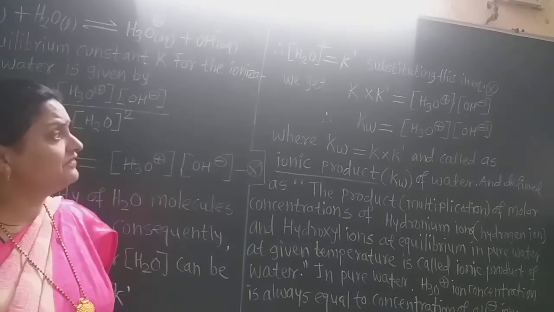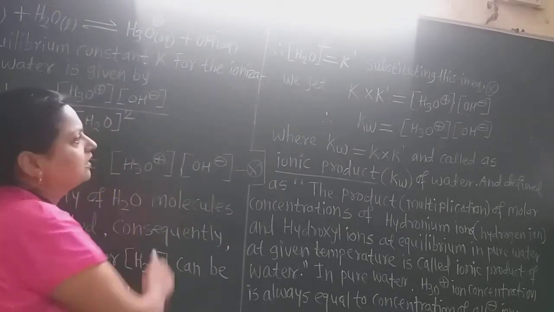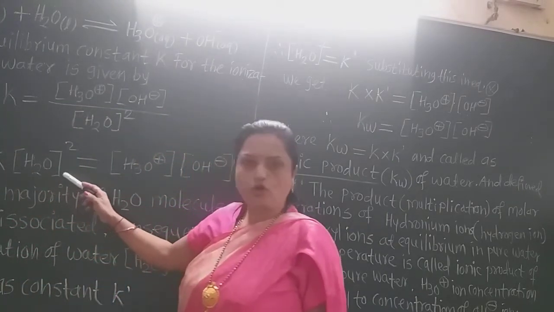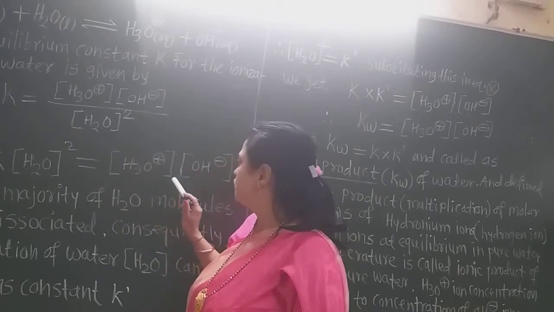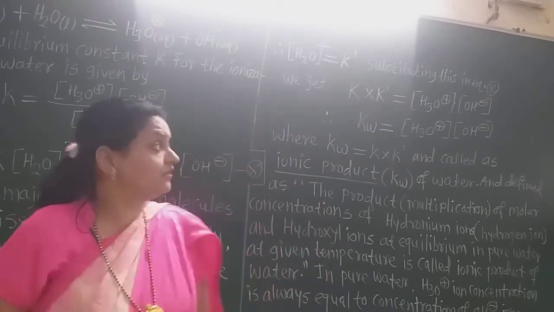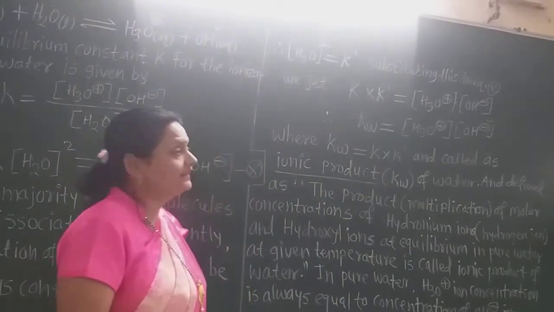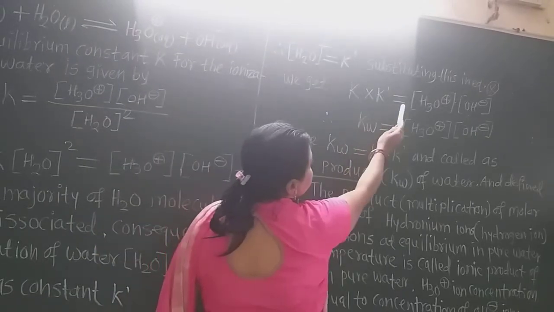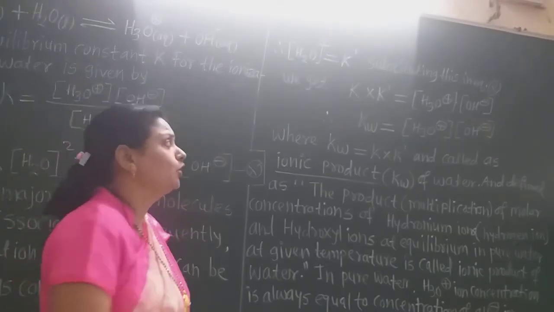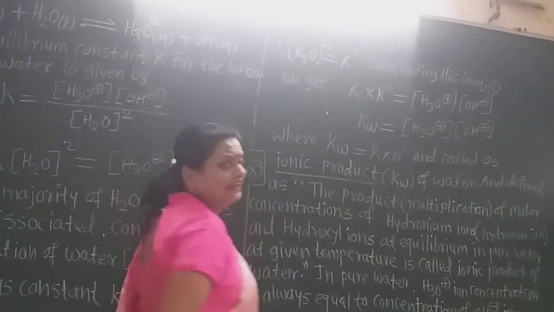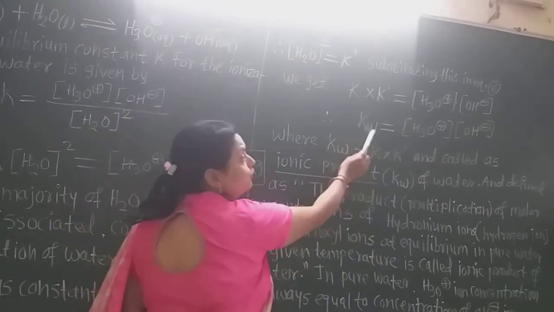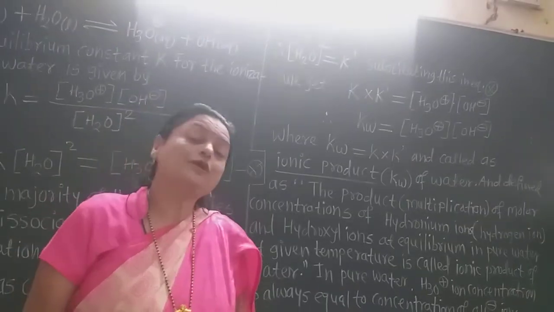Now substitute this value in equation X. What did we get? K into concentration of water bracket square is equal to H3O plus concentration into OH minus concentration. But substitute the value of H2O concentration square as K dash. Then what becomes? K into K dash is equal to H3O plus concentration into OH minus ion. Now both of these, K and K dash, are constants. Suppose that the constant after this multiplication of K and K dash is Kw.